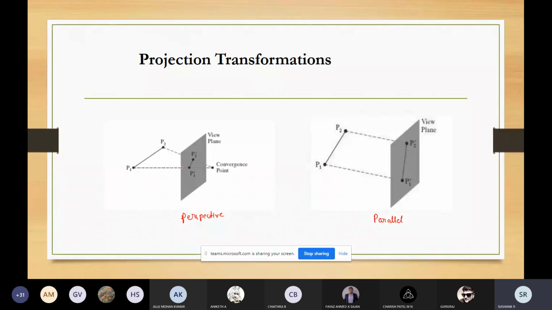But in the perspective projection, we have an object which is represented by the points P1 and P2. So this object position is transformed to the projection coordinate by using dotted lines that converge to a point behind the view plane. So we have this view plane. You take this line as a view plane. So we have some points.